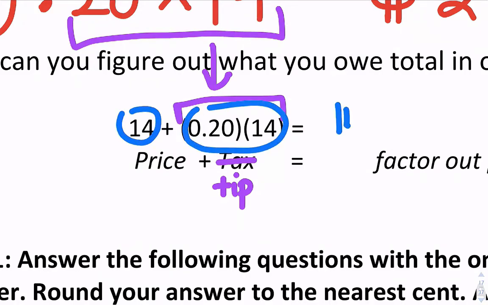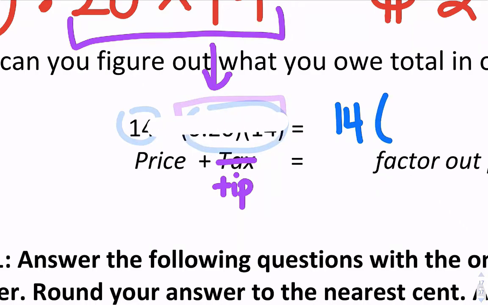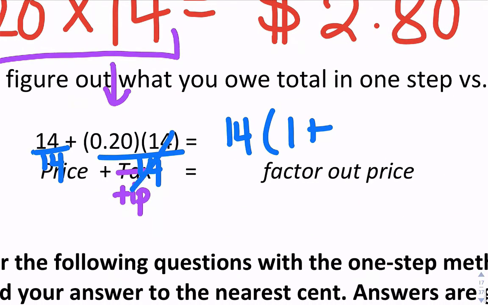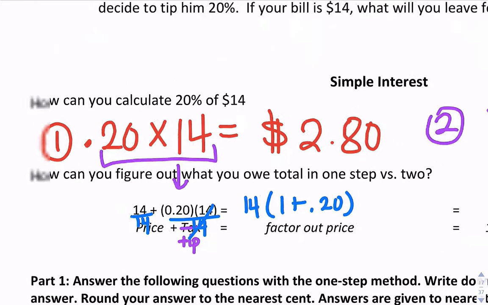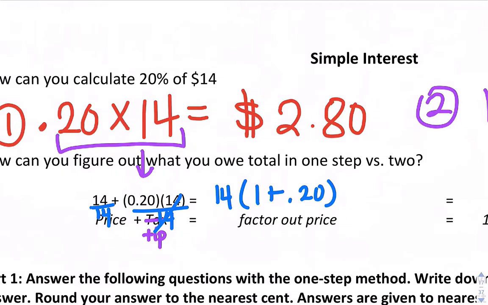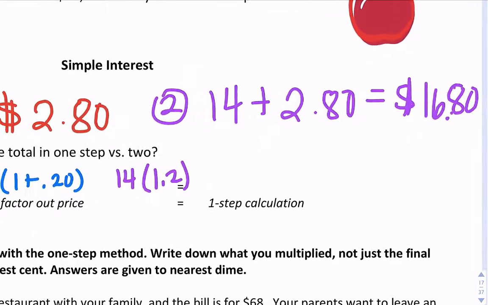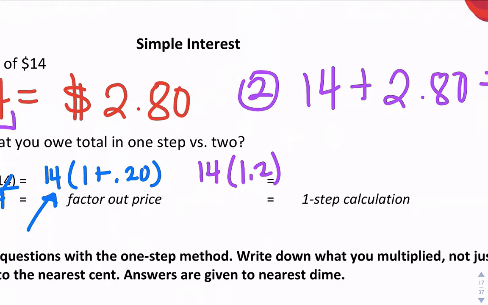So let's factor that out. Let's factor out the 14, and let's write what's left. So if I factor out the 14, I'm going to divide each of these by 14. 14 divided by 14 is 1, and then this cancels, so we have the 0.20. Okay, so another way to do that is we could have taken our $14 and multiplied that by 1 plus the 0.2. So again, our one-step calculation, I would just type in 14 times 1.2, and I should get what we already got, the 16.80. So let's try that. 14 times 1.2, and yes, that equals 16.80.